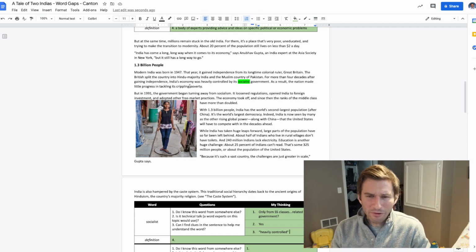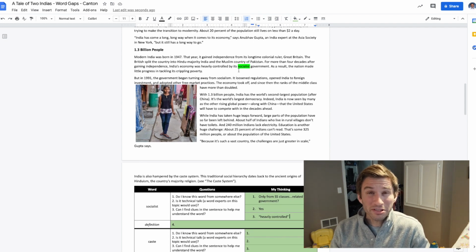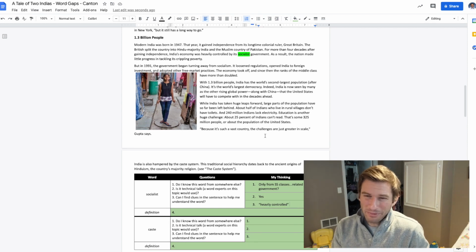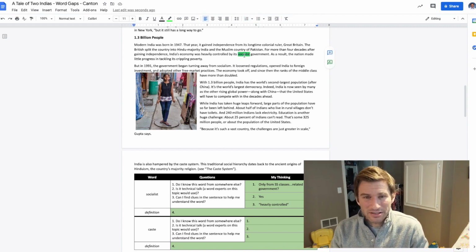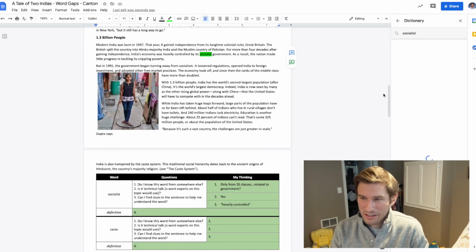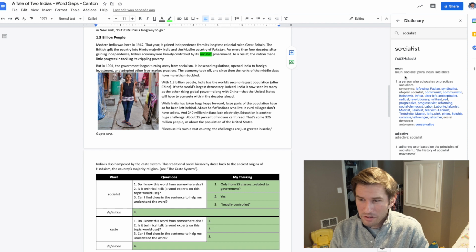But other than that, I don't have a whole lot of clues about what a socialist government is or what socialist means. And so I can't even really make a guess other than it's a government that is heavily controlling a society. And so I'm just going to go ahead and look it up because I'm not real sure what that one means. And as we look it up, we see, oh man, a person who advocates or practices socialism, based on the principles of socialism. So my definition here doesn't really give me much to go on.